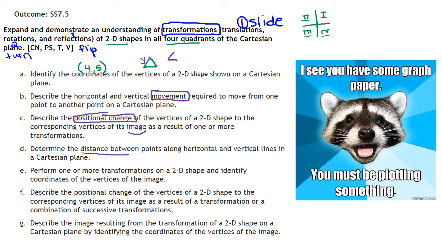Determining the distance between the points. So just like on a map, how far did it travel and in what direction? Actually performing the transformations and identifying the new coordinates for the image, and talking about the positional change, where and how did it go. And the last one, describe the image, which means the new shape after the move.